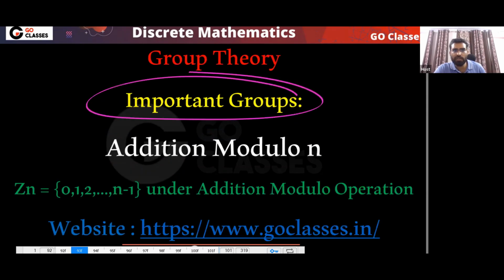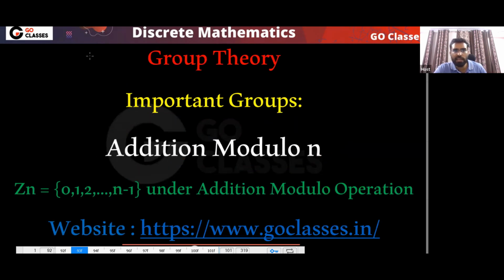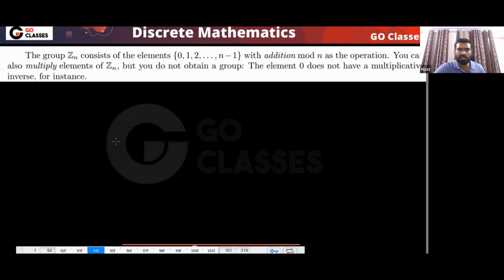The next important group that we will study is addition modulo n. First you do addition, then you find the modulo. Okay, so this is the point. Let me tell you what the base set is. In this group, what is the base set? Remember, this group is represented as Zn.